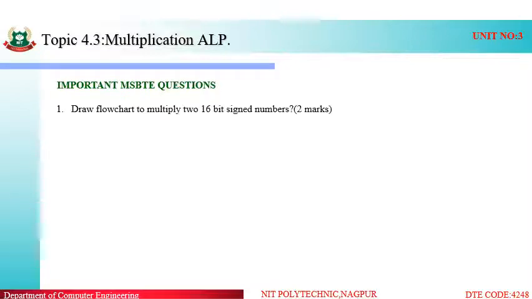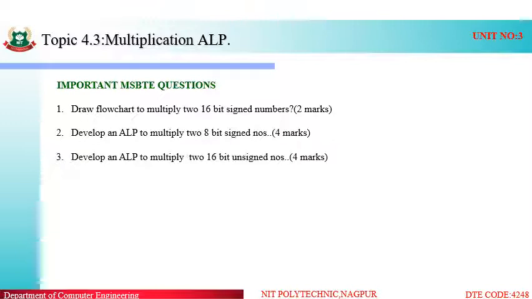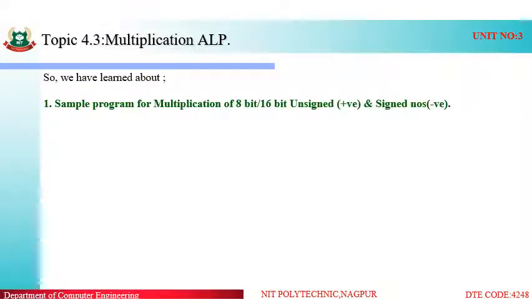So important MSBTE related questions are: draw the flowchart to multiply two 16-bit numbers. Develop an assembly language program to multiply two 8-bit signed numbers. So these are signed numbers, so which instruction will we have to use? imul. Assembly language program to multiply two 16-bit unsigned numbers. Unsigned numbers means the numbers which don't have a sign, means positive numbers. So the instruction we will have to use is mul. So we have learned today about the sample program for multiplication of 16-bit unsigned and signed numbers.